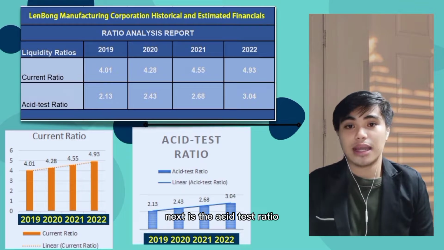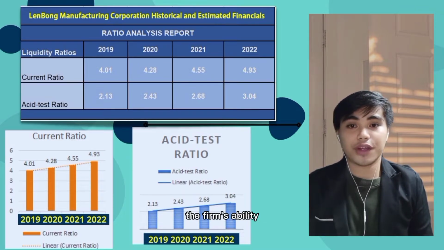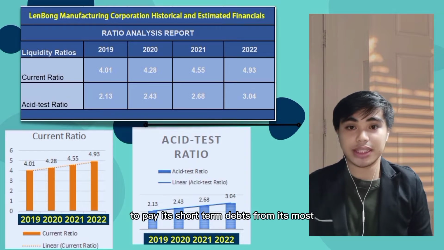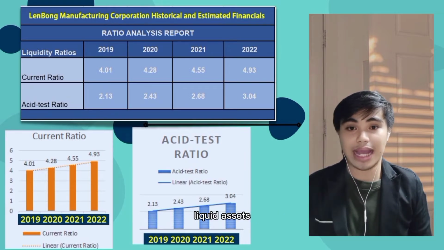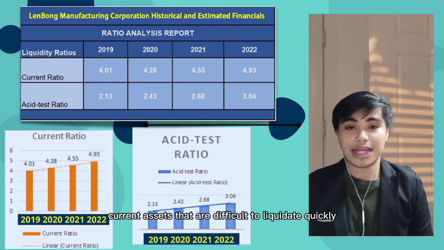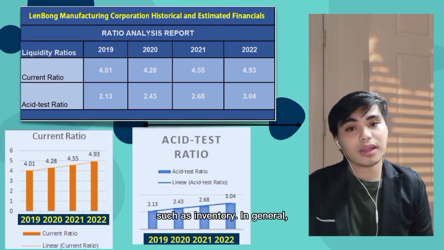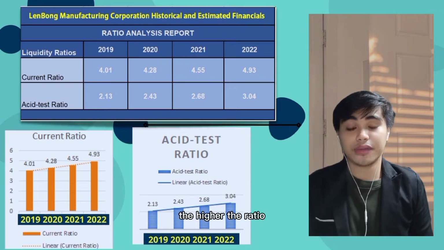Next is the acid test ratio. This will measure the firm's ability to pay its short-term debts from its most liquid assets without having to rely on inventory or other current assets that are difficult to liquidate quickly, such as inventory. In general, the higher the ratio, the greater the company's liquidity.